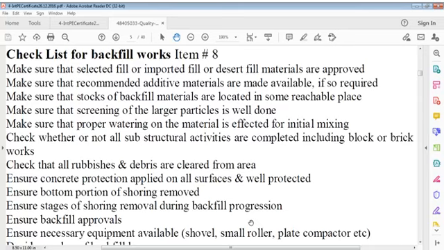So stocks of backfill materials are located in some reachable place. Then screening of larger particles is well done. More than 75 mm are not accepted in backfill. Though people put builders and others, they don't know what they are doing. They have a lack of information, you can say. So 75 mm or above should be taken out, and then you can say screening of large particles is well done.